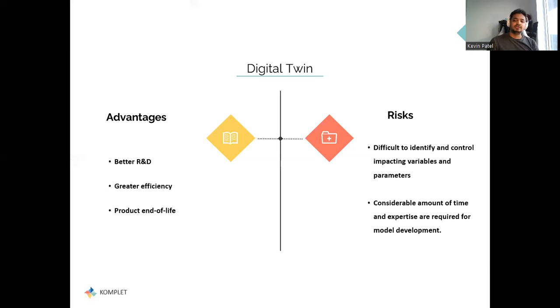The risk is that many times it is very difficult to identify and control impacting variables and parameters. For example, if we have to add a parameter in the testing cycle, it may change the whole nature of the testing altogether, so technically that might reset what we have done so far. Second, a considerable amount of time and expertise is required for testing model development. That is where the whole authenticity of the testing lies. If there is any mistake, it's gone for a toss.